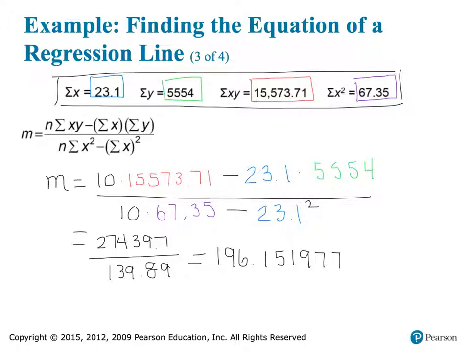Now we need our y-intercept. Here's the formula for y-intercept that we gave you previously. We need to take y bar, which is the mean of our y's, and subtract the slope times x bar. Okay? So the mean of our y's, we need to add up all of our y's and divide by 10 since there are 10 of them. So we already know that the sum of our y's was 5,554.